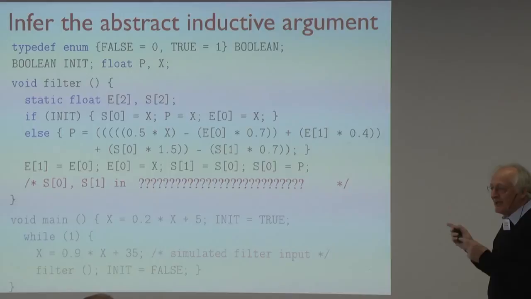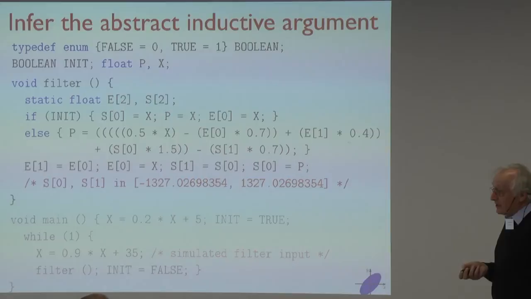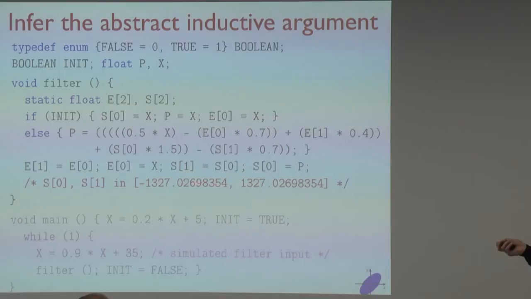So the challenge is this. What is this number? And this is one possible number. And giving this to you is of no help, because it's not inductive. And the induction is this little ellipse that we have seen. So you have to refine this interval into an ellipse to find the interval. And this is a box around the interval. This is a challenge of software verification.